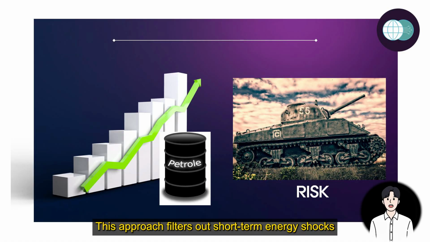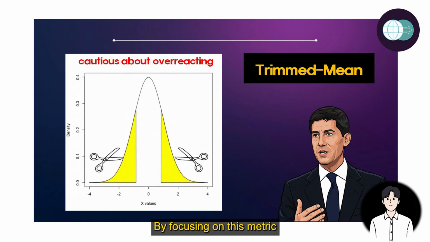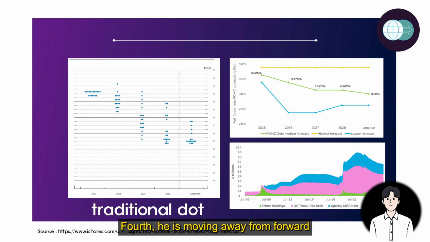This approach filters out short-term energy shocks from the core calculation, allowing policymakers to see if inflation is broad-based or just a temporary anomaly. By focusing on this metric, Warsh signals that he is cautious about overreacting to temporary price spikes. Fourth, he is moving away from forward guidance and the traditional dot plot.